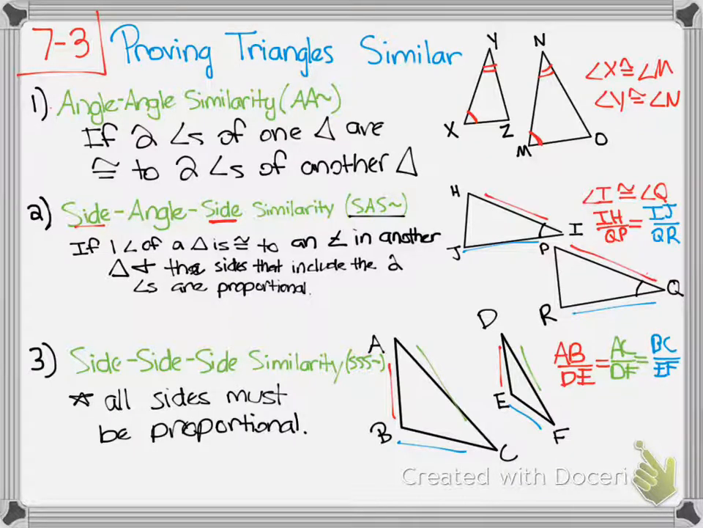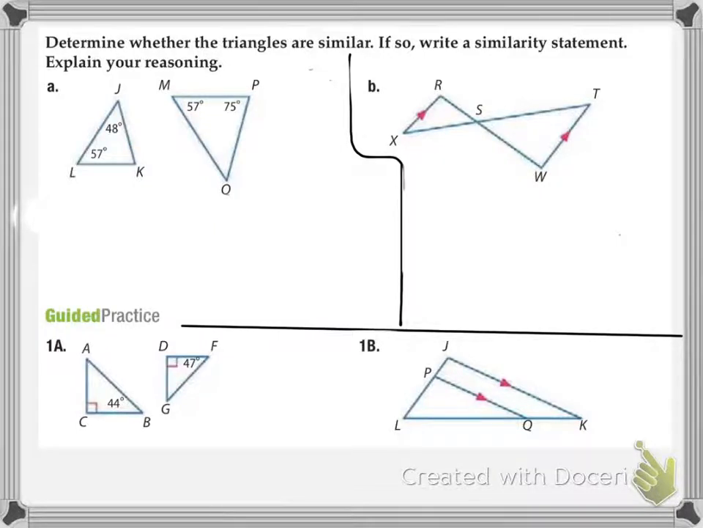So let's look at some quick examples of that, and we are done. So here, I need to determine whether or not these two triangles are similar. So let's look at the first one. Here I don't have any side lengths at all. All I have is angle measures. So the only one of those theorems I could use would be angle-angle. So here I only have two angles in each. I know that L is congruent to M because, well, they're both 57.